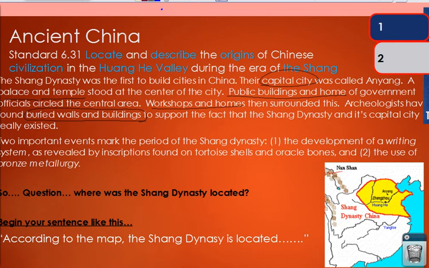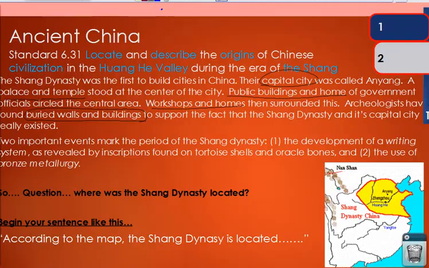Two important events. Who wants to read this paragraph? Colby, you want to read one? You had your hand up. Two important events mark the period of the Shang Dynasty. First, the development of a writing system, as revealed by inscriptions found on tortoise shells and oracle bones, and second, the use of bronze metallurgy. Okay, so two important events mark the period of the Shang Dynasty.